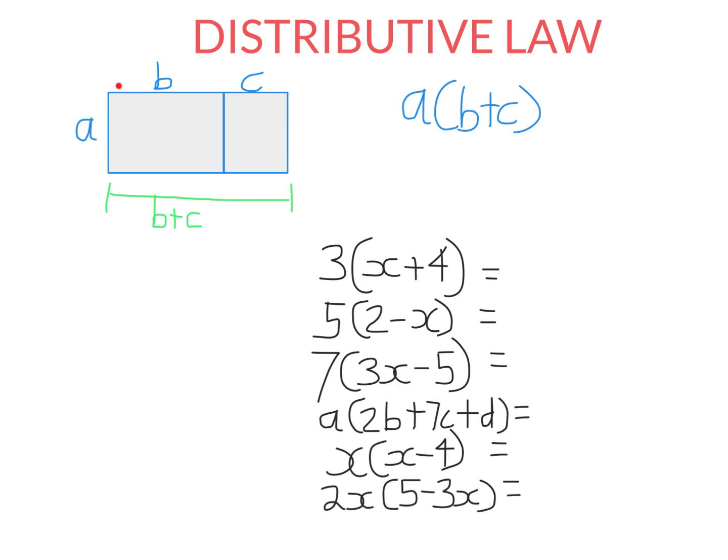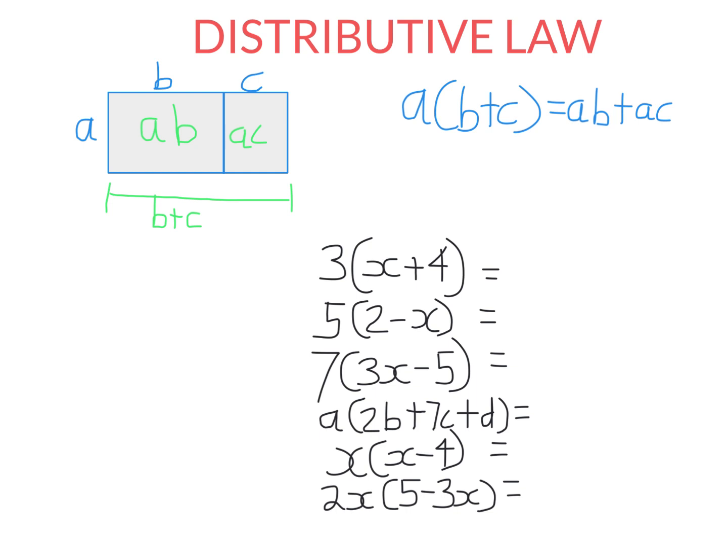But of course the area of the big rectangle is the same as this one plus this one. So this first smaller rectangle has an area of A times B. Remember, in algebra we don't usually write the times, so AB means A times B. Similarly, this smaller rectangle has an area of A times C. So the area of the big rectangle is just the area of the two small rectangles added up. And that's exactly what the distributive law says: A outside of B plus C equals AB plus AC.